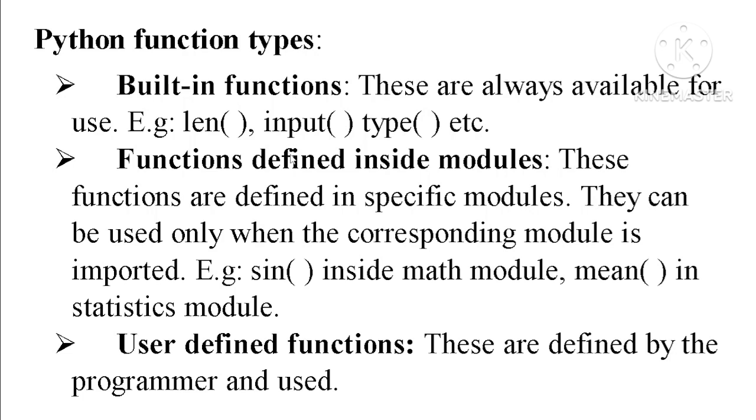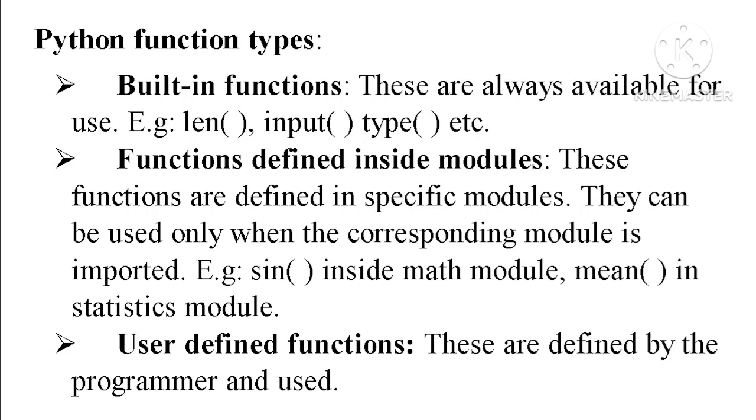The second kind of functions are the functions that are defined inside modules. For example, you have a random module. You can use that module and you have methods called randint, randrange, which can be used to generate random numbers. In this process, you have to import the module first and then use the method inside the module. So that is the second kind of functions.